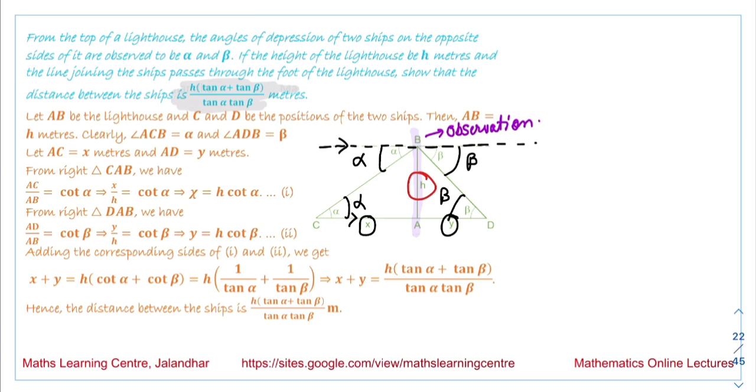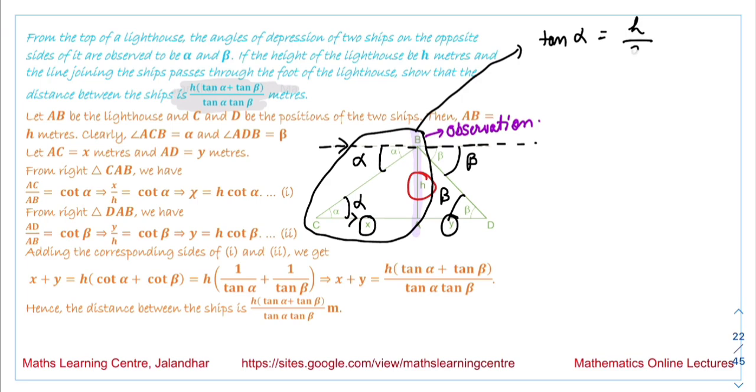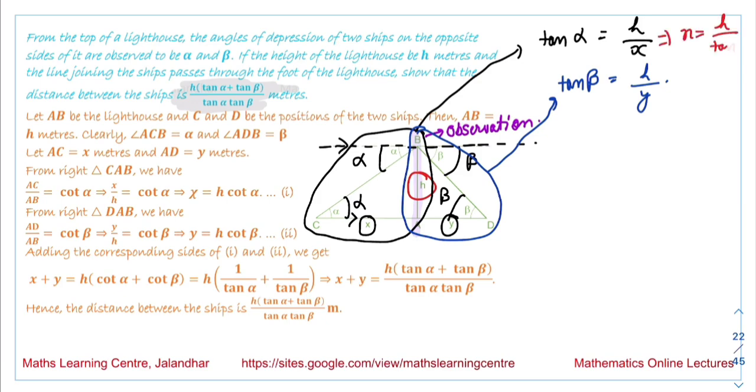So we are writing the equations for the two triangles. First we are writing for this triangle ABC. We have tan alpha is equal to h over x. For the second triangle we are writing BAD. We have tan beta is equal to h over y. So from the first equation we get the value of x is equal to h over tan alpha. From this second equation we get y is equal to h over tan beta.